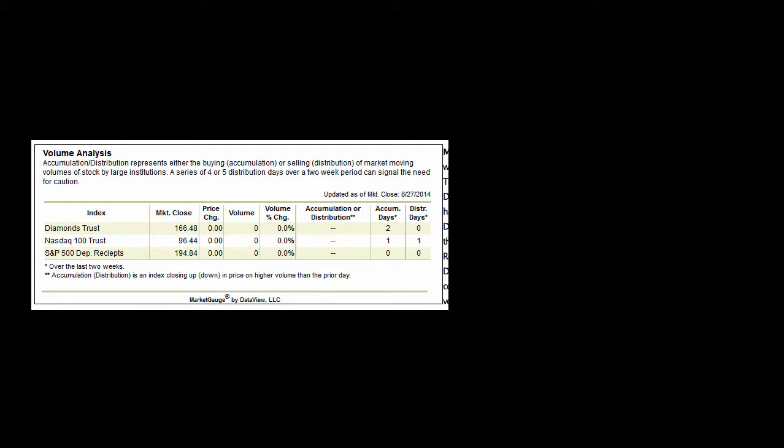Accumulation days are counted when the index closes up on higher volume than the prior market day, while distribution days occur when the index closes down on volume higher than the prior market day. Last week, the Nasdaq 100 Trust also ended in neither accumulation nor distribution mode.